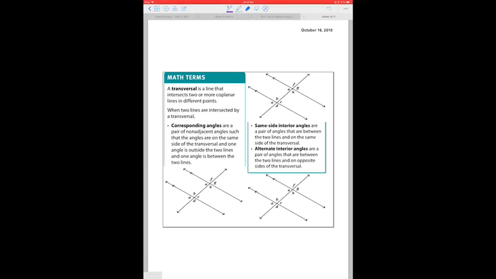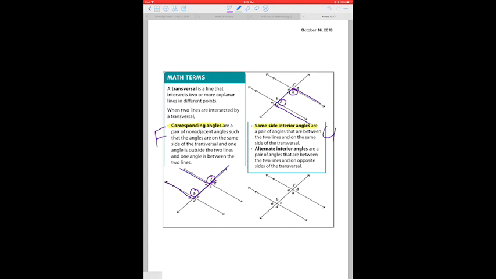Alright, hello. Before I get to the new notes today, I'm going to go over some old notes. So corresponding angles would be, an example would be F and B. And we said yesterday we could see that visually because they make the letter F. Same side interior angles would be like C and H, and they form a U.